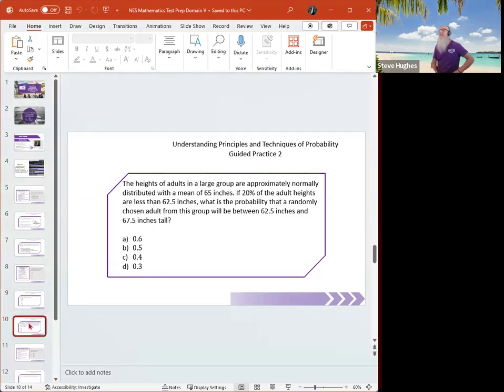All right, next. The height of adults in a large group are approximately normally distributed with a mean of 65 inches. If 20% of the adults' heights are less than 62.5 inches, what is the probability that a randomly chosen adult from this group will be between 62.5 and 67.5 inches tall?